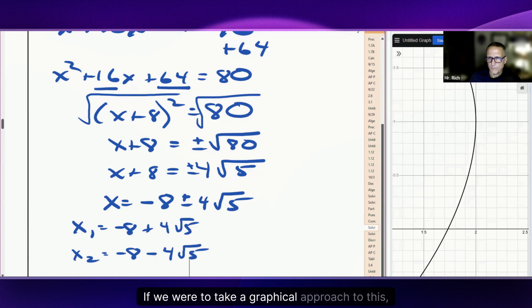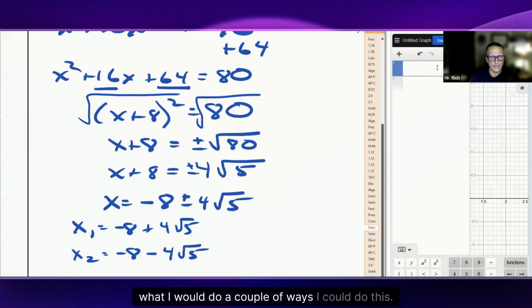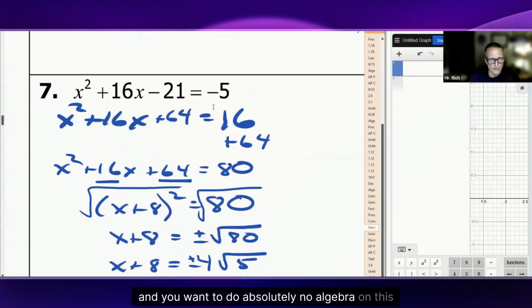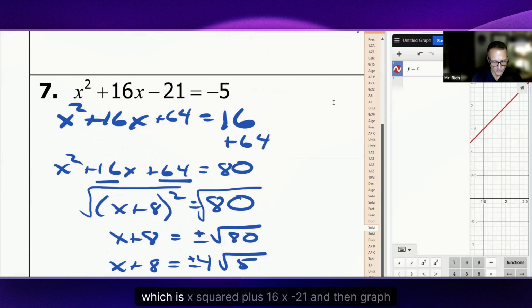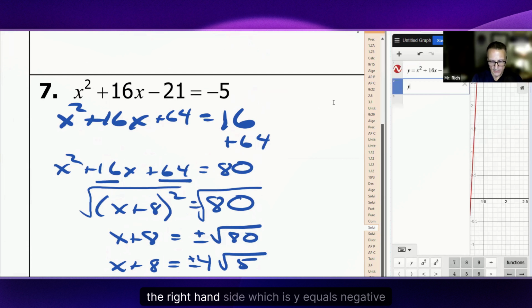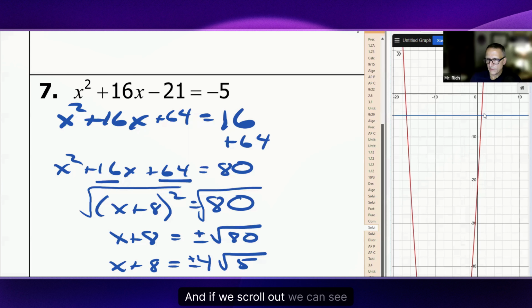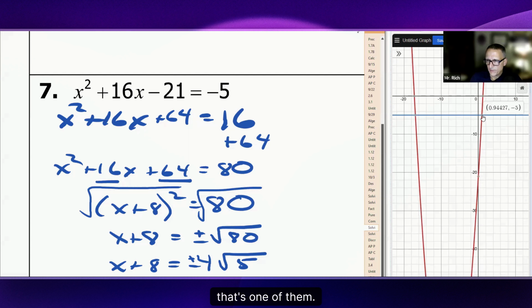If we were to take a graphical approach to this, there are a couple of ways I could do this. If you go back to the very original problem and you want to do absolutely no algebra on this at all, when you're trying to solve an equation by graphing, what you can do is graph the left-hand side of the equation, which is x squared plus 16x minus 21, and then graph the right-hand side, which is y equals -5. And we're looking for the intersection points of these two graphs. And if we scroll out, we can see that's one of them. Notice though, we're not worried about the y values, we're worried about the x values, which are the solutions.